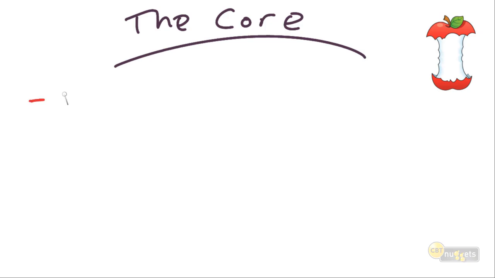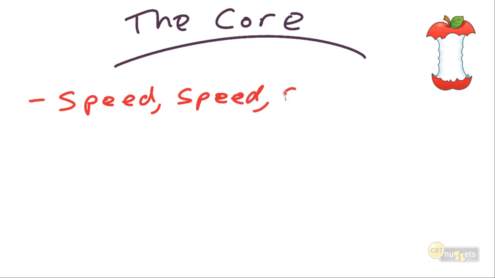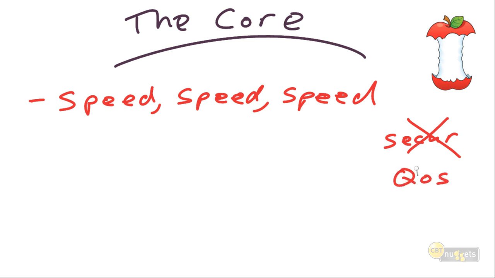And that brings us to the core layer, where our design concerns center around three things. Those three things: speed, speed, and more speed. So we are looking to eliminate, as much as possible, concerns and mechanisms involving security. Even something like QoS, we attempt to minimize by over provisioning the bandwidth in the network infrastructure.